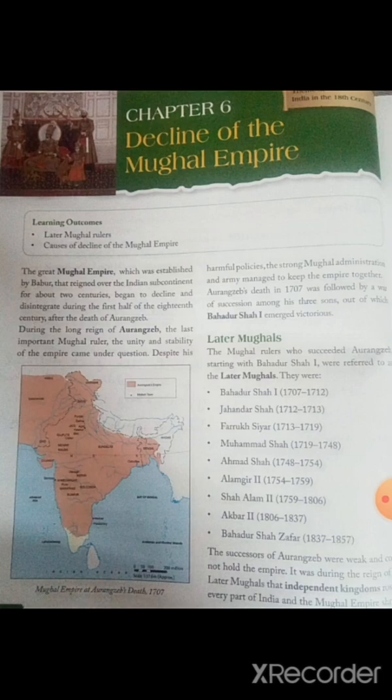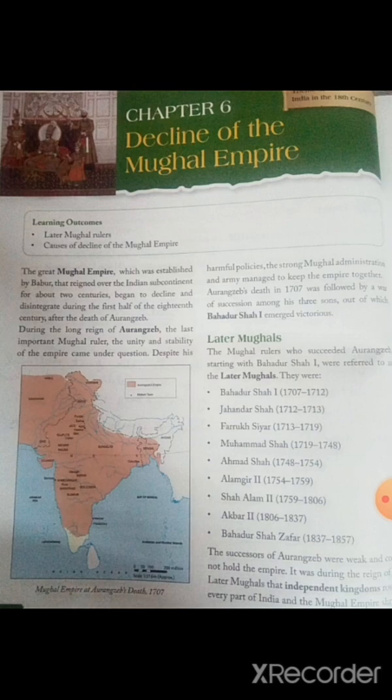But Aurangzeb's death in 1707 was followed by a war of succession among his 3 sons, out of which Bahadur Shah I emerged victorious. In the year 1707, when Aurangzeb died, there was a war of succession between his 3 sons, and in that war Bahadur Shah I emerged as victorious.